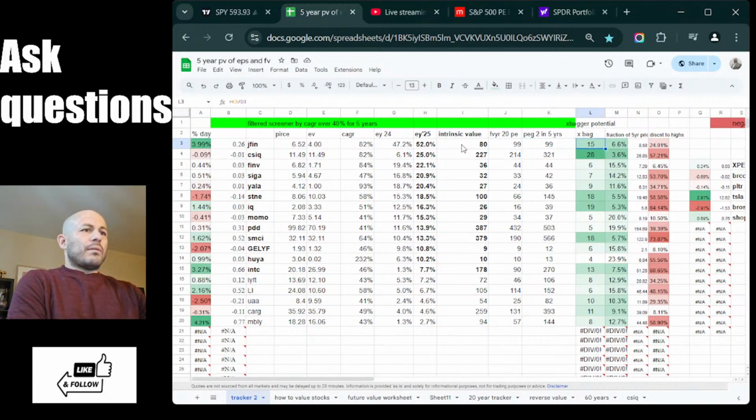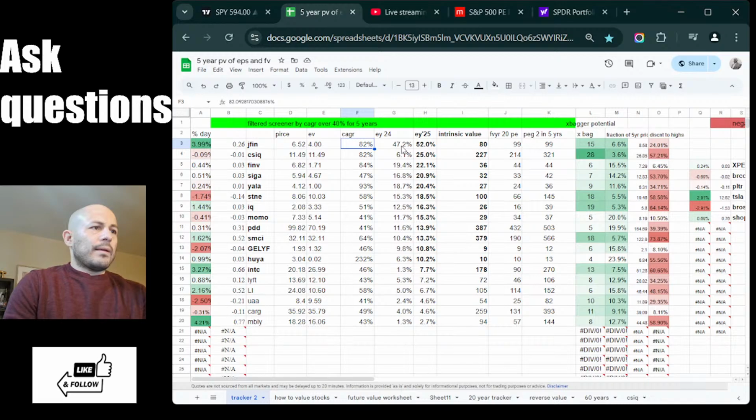I also figure out the future price divided by the current price to figure out an X bag. Like how much can it grow? And how many bagger is the stock? For example, JFIN here, the first one. And these are sorted by earnings yield because earnings don't lie. Well, they kind of do, but earnings are today. Today's earnings are more important than the future earnings. That's why I do it this way.